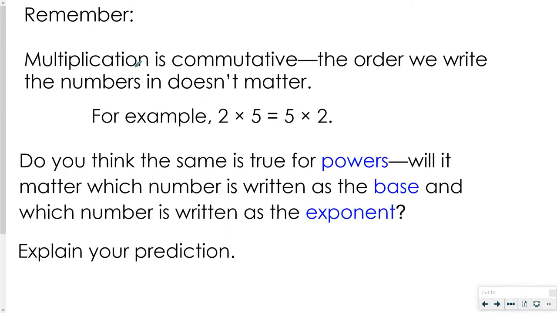Now, multiplication is commutative, which means simply that it doesn't matter what order we multiply in. 2 times 5 is 5 times 2. Do you think, however, it would be the same thing for powers? So if I swap the place of the base and the exponent. In the previous slide, we were looking at 5 to the power of 3, which meant 5 times 5 times 5. Now, if I swap them, so it's 3 to the power of 5, do you think I'd get the same answer? Well, if you think about what they actually represent, you should be able to answer that. 5 times 5 times 5 versus 3 times 3 times 3 are very different answers. So you cannot swap places in powers, okay?